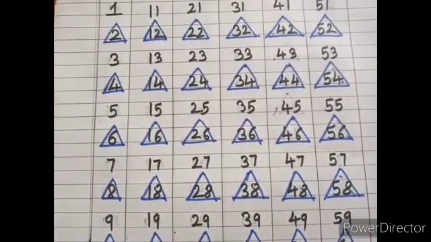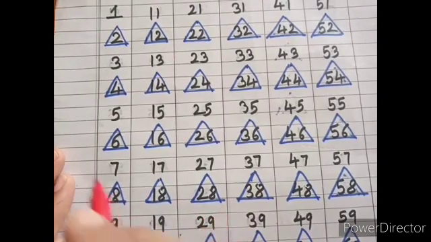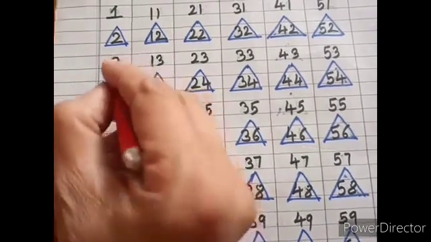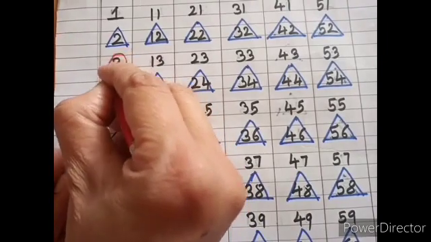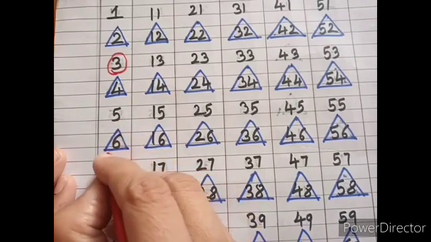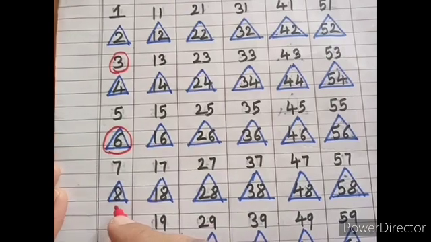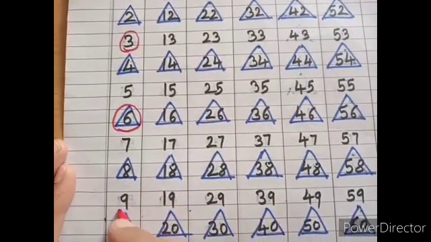Now the next step is given, draw a circle around multiples of 3. Which are multiples of 3? Yes, the first multiple of 3 is 3. So draw a circle around multiples of 3. The next multiple of 3 is 6. So draw a red circle around 6. Next multiple of 3 is 9.